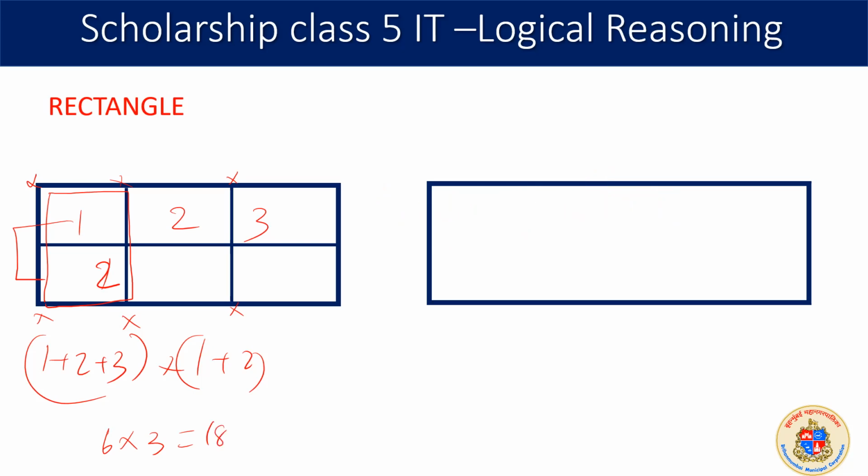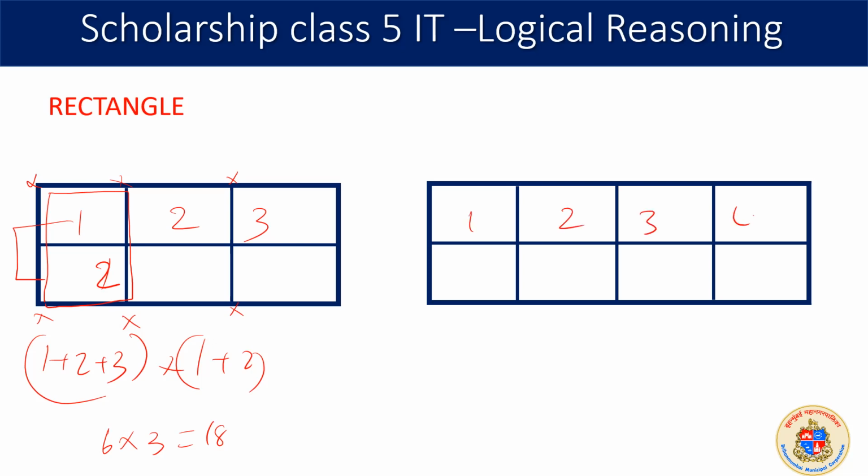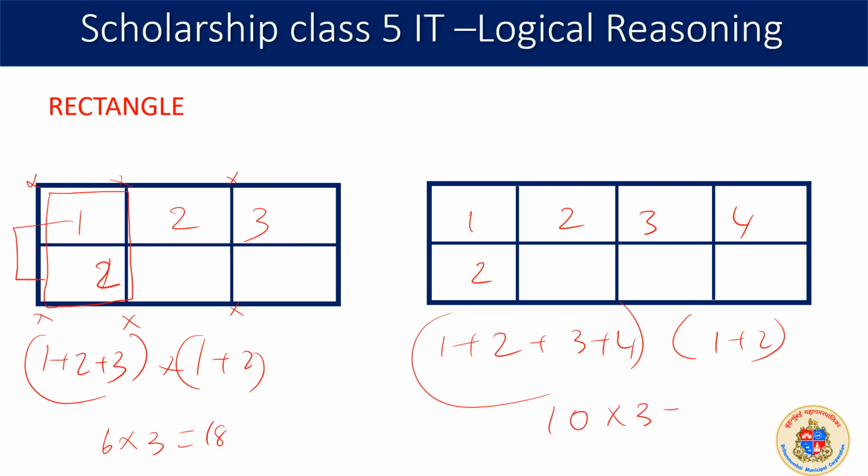Just by doing it once and seeing it once, you will not believe it. I should make another rectangle here now and write the numbers in that, 1, 2, 3, 4 and 2 here. In this case, what I will do is 1 plus 2 plus 3 plus 4 into 1 plus 2. That means 10 into 3. 30 rectangles are possible in this.